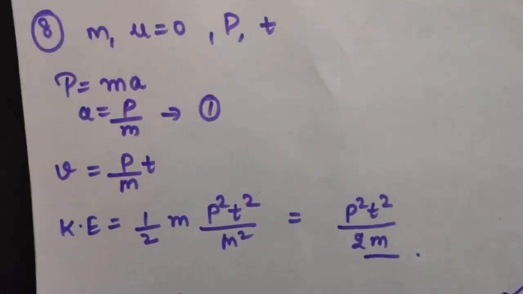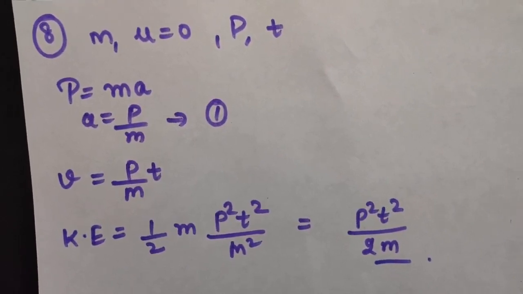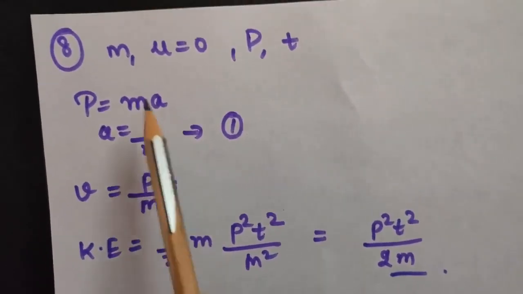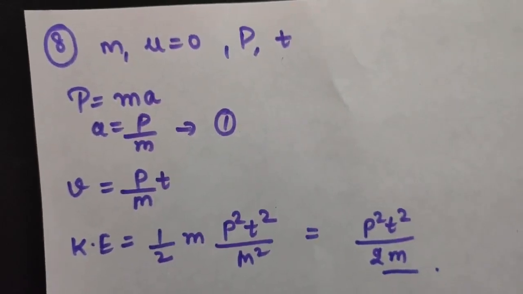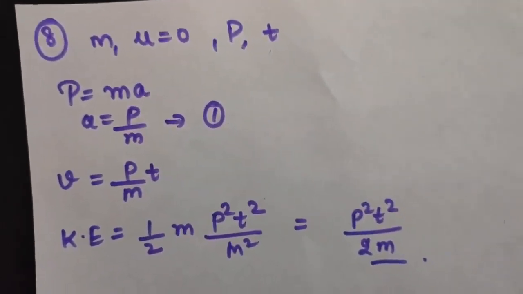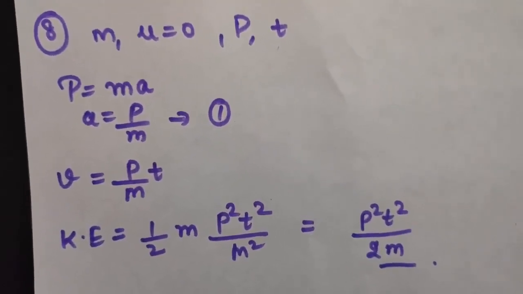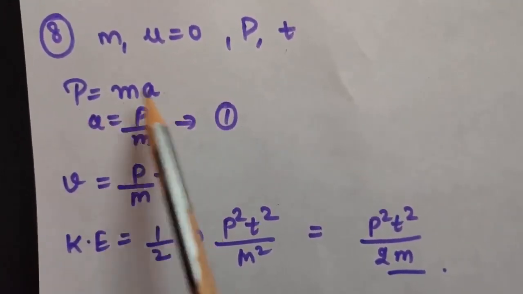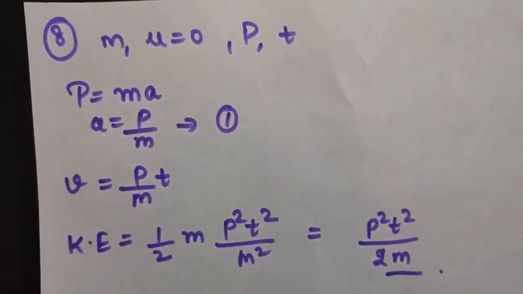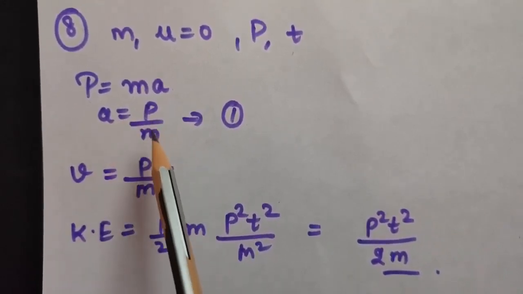Okay, so the next is question number 8. It says a particle of mass m, at rest, is acted upon by a force p for a time t. You have to calculate the kinetic energy after an interval of time t. As you know, kinetic energy is half mv square, so we have to calculate the final velocity first. F is equal to ma, where F is given to be p here. So p is equal to ma. From here, acceleration will come to be p by m.